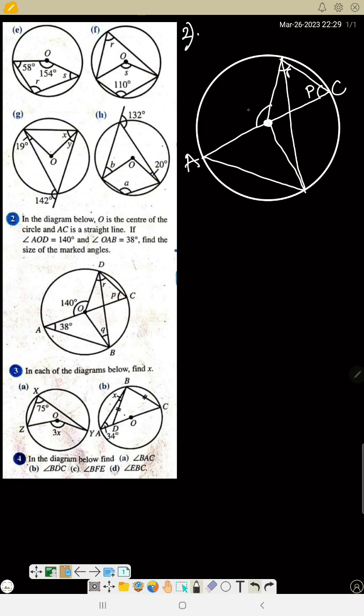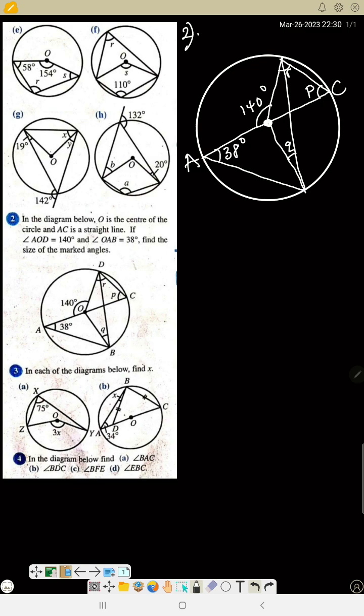So O here is 140, here is 38, and this place is Q. So now we want to find P, Q, and R. So if you look at the question, the more you solve, the better you understand. As you look at the question, you will see the theorem straight. So now looking at this question, how can I find Q?